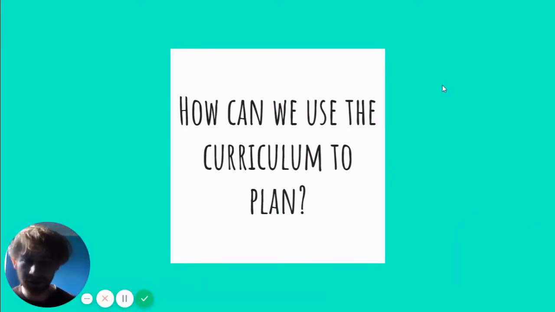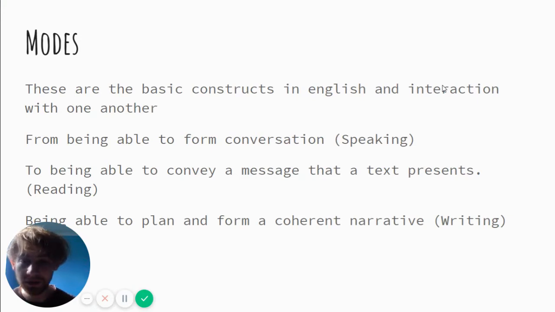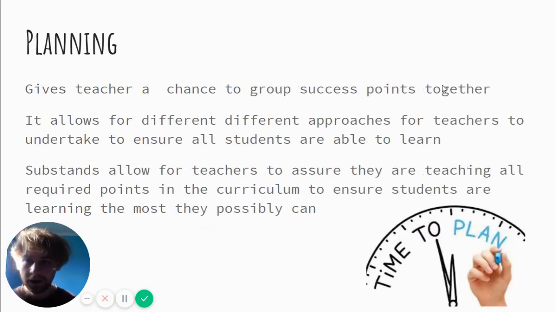Now I'm going to discuss how we use the curriculum to plan. In order to plan effectively and strongly for our students, we have to know our curriculum. We have to know which modes work together, which strands blend together, and which substrands are able to interact with one another. It allows different approaches for the teachers, and it allows the students to learn in different ways. Substrands allow teachers to ensure that they are teaching all required points in the curriculum, to ensure all students are learning as much as they possibly can.